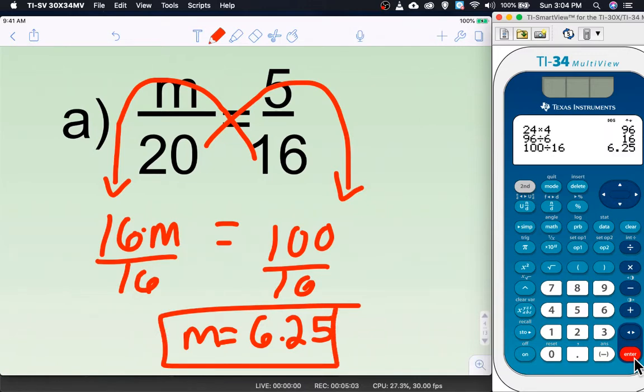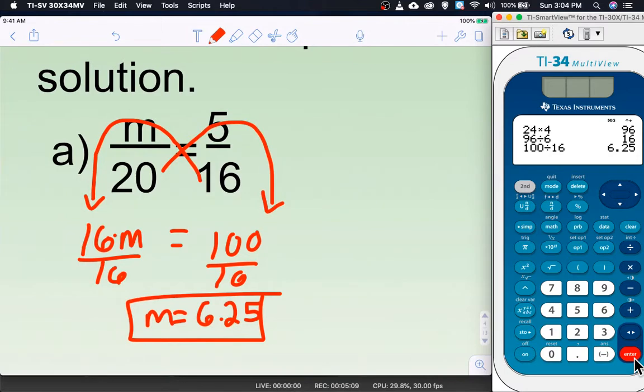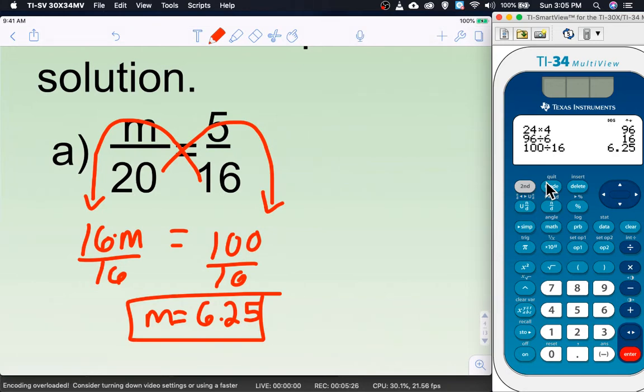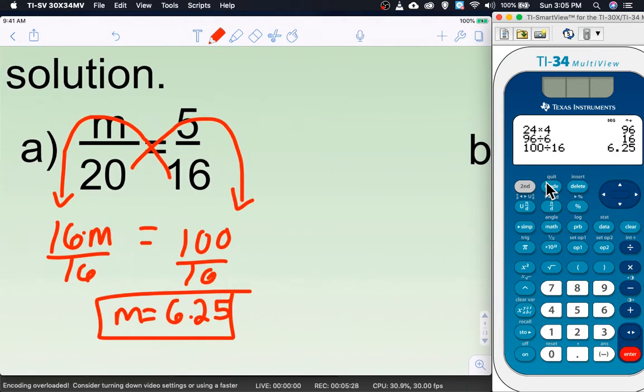Now I'm going to check the solution here for this first problem. I'm not going to do it for every single problem. But to check this, we're going to do the same way we did in all the previous lessons. The way you check the solution to an equation is you plug the value that we got, the 6.25, in for the variable, and you see if the equation is true, if both sides of the equation have the same value. So check this out.